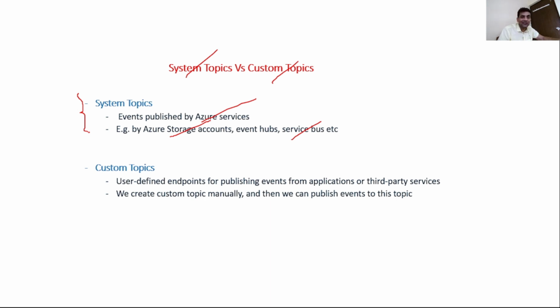In simple words, consider custom topic as just an endpoint or a URL to which we can publish our custom events. And again guys, event is nothing but some data, probably in some JSON format. So we can publish this JSON data, that is this custom event, to our custom topic, and from there it will be sent to the interested services.